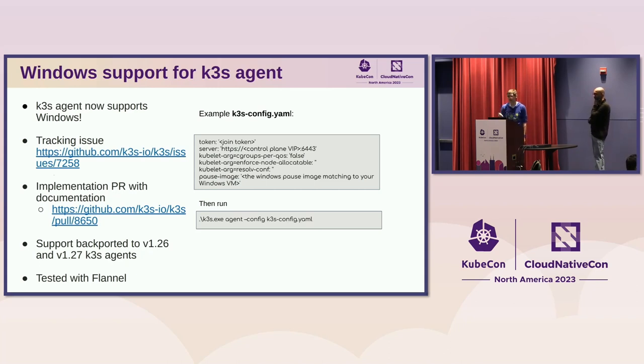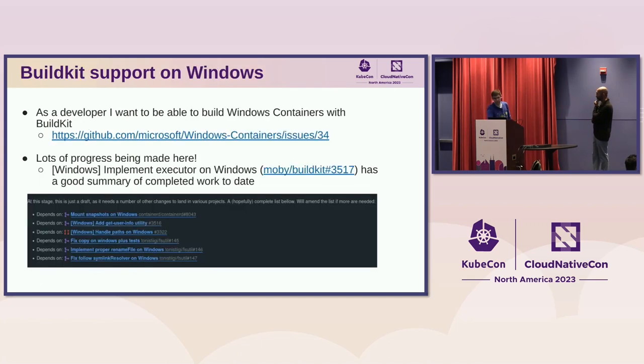It's pretty simple to do. You just make a little YAML file, like the definition here, point it at the control plane for your K3S cluster, and run the agent file. This has been tested with Flannel. We know there are many other CNI solutions. I think that anybody in the project or in SIG-Windows would really appreciate it if people wanted to test and make sure other CNI solutions work with that too. So it's also a good opportunity to contribute.